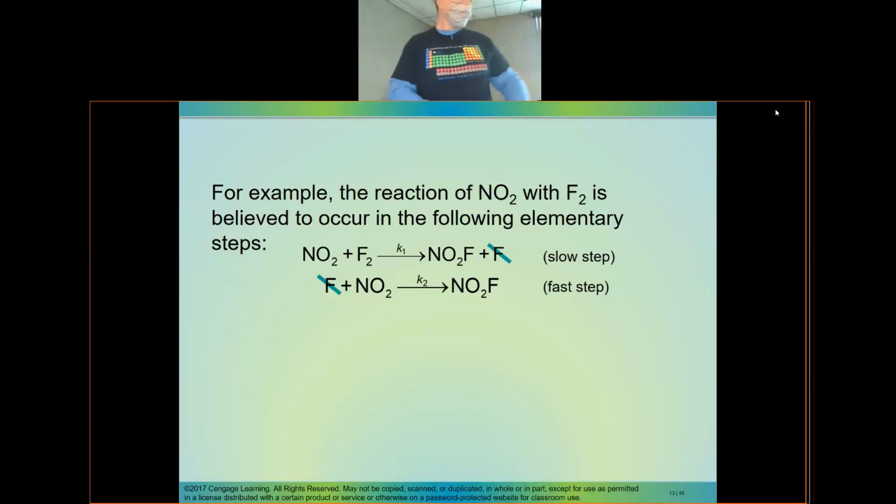All right, today we're going to finish up chapter 13 and start on chapter 14. All right, so here we have a reaction mechanism.